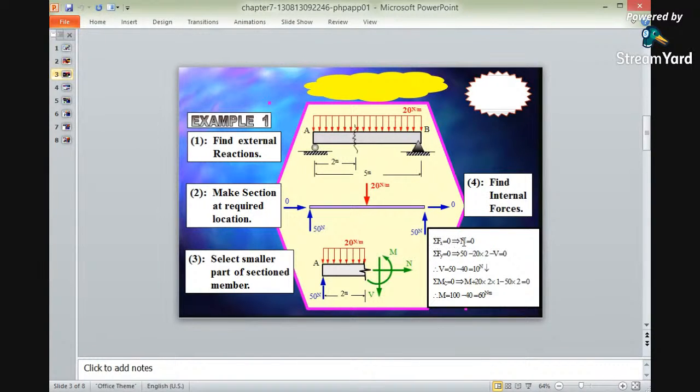Here Fx is equal to 0, normal reaction will be 0, because there is no horizontal force. What about Fy? Fy we have calculated after simplification of the UDL, conversion of this UDL into a point load. Converted into a point load, it comes to be 100. So 20 into 5 is nothing but 100.